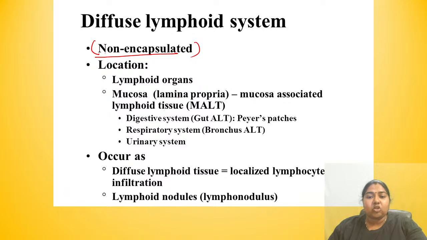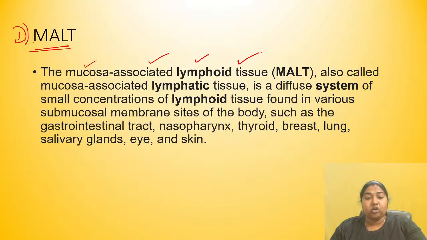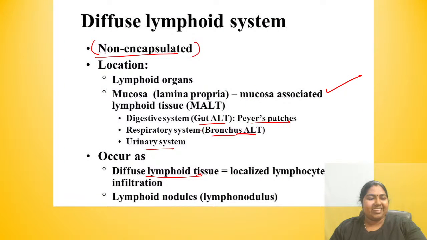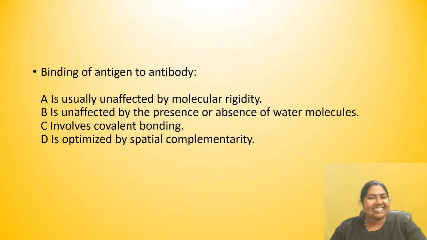So what is included under the MALT? The MALT includes the GALT, that is the Peyer's patch, as well as the bronchus related one, and the urinary system. Together they occur as your diffused lymphoid tissue. So this MALT is absolutely non-encapsulated. They don't contain any kind of capsules. So now it is clear.